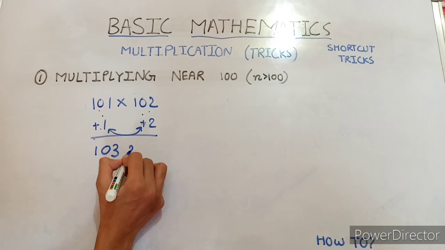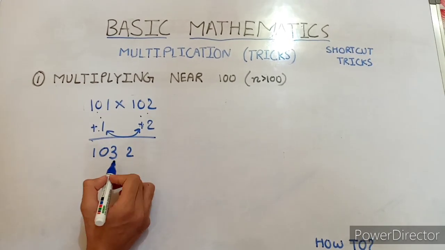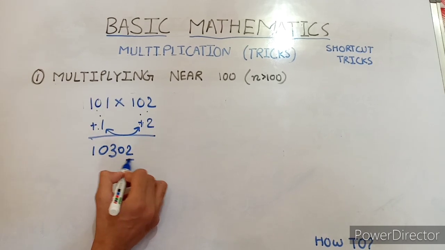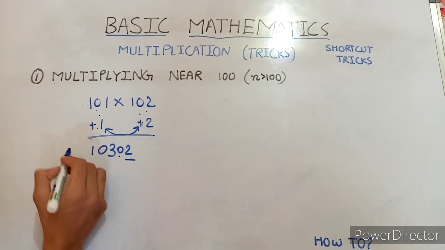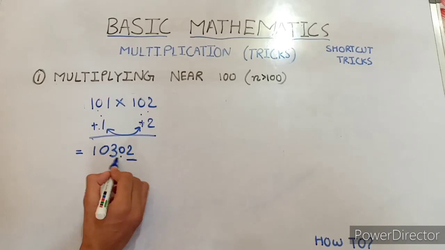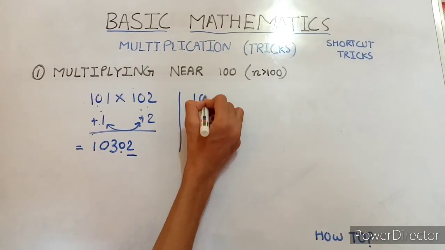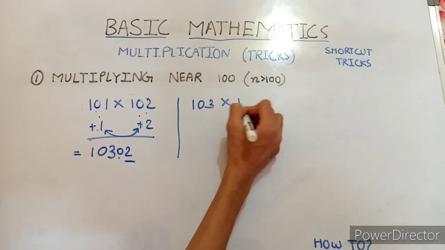1 times 2 is 2, but ensure that you add a 0. If you have a single digit, then you have to add a 0. So the answer will be 10302. Let's quickly see one more example. Let's take 103 into 105.